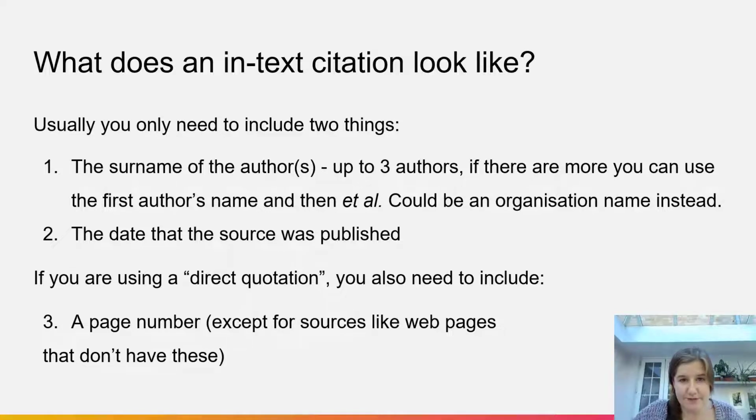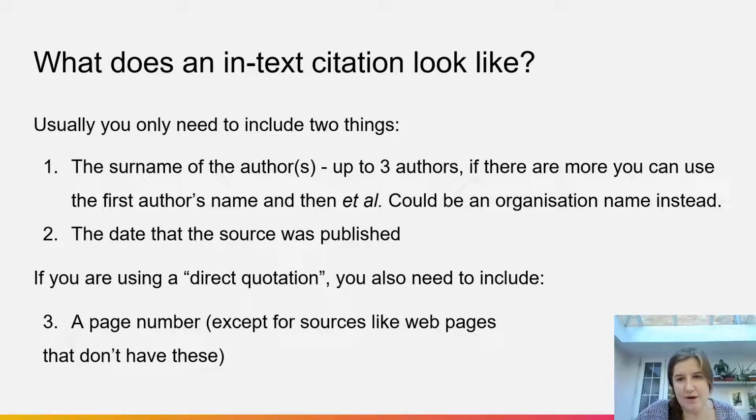The first piece of information is the surname of the author or authors. If you have 1, 2, or 3 authors, you should name them all. If you have more than 3 authors, you can use the first author's surname followed by et al. That just means and the others, and it's very useful if you are running out of words for your assignment because you don't want to have to list 8 or 10 different authors.